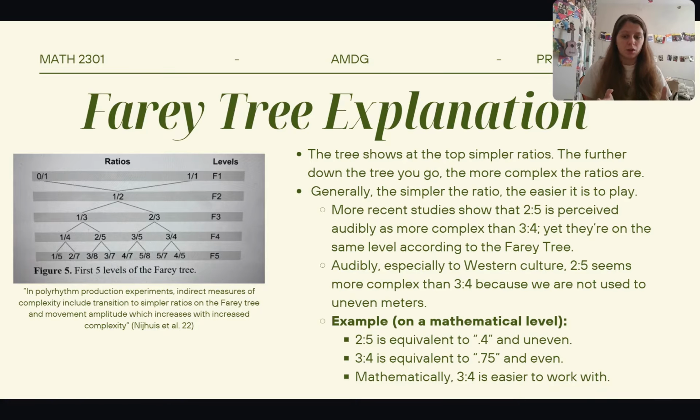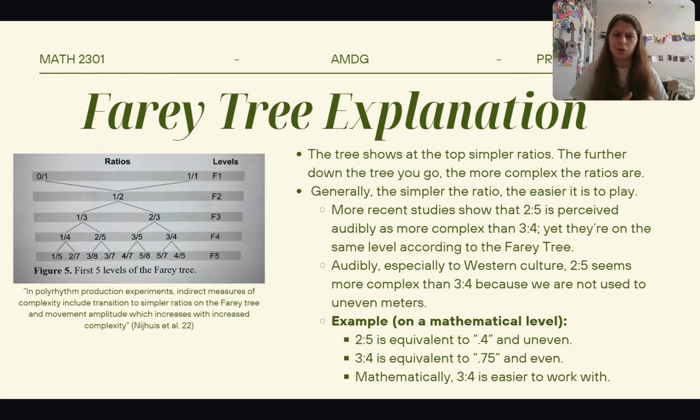uneven measures. The way I understood this, and was trying to demonstrate it best to you, is that on a mathematical level, 2 to 5 is the equivalent of 0.4, and 2 to 5 is an uneven ratio. It is not something we commonly use in our day-to-day life. In Western culture, 3 to 4 is the equivalent of 0.75 and is an even ratio, which is something we use commonly. In music, we use it. Like 4 to 4 is common time.